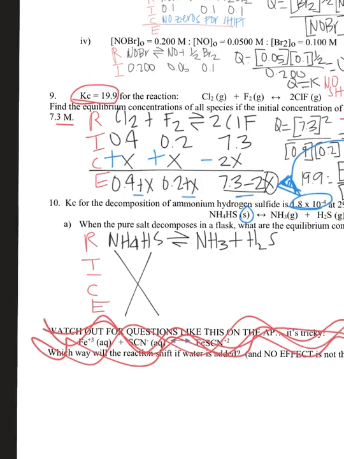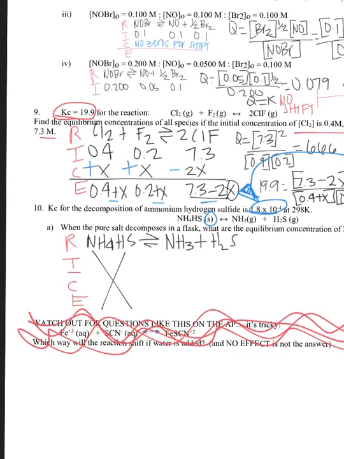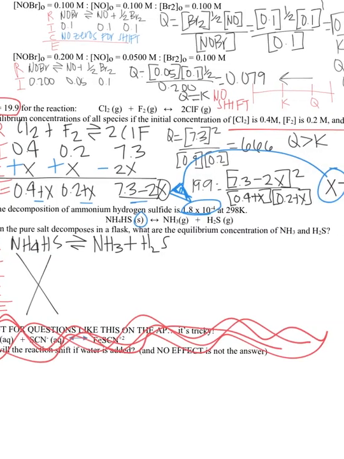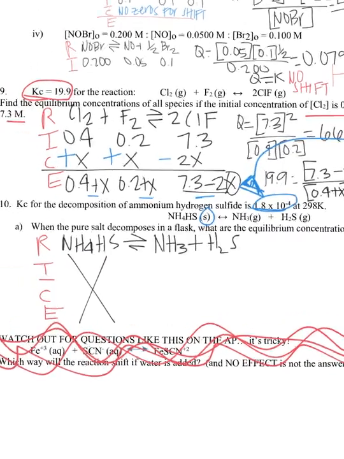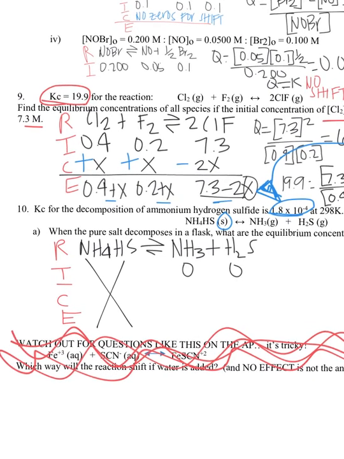I did not have any initial concentration of these two because if I did, it would have told me. I always shift towards my zeros, so I don't have to find a Q and compare it, because I have zeros and I always shift towards those. So plus x, then I have x here and x here because I'm basically adding them.